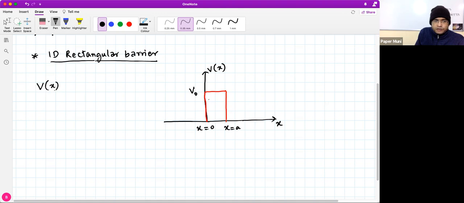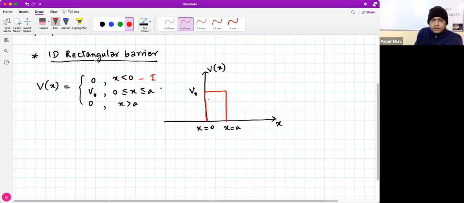How do you define this? V(x) is equal to 0, V naught, 0. Now this 0 is in the region on this side, which is x less than 0, and within this width, between 0 and a, it is V naught, and this one is for x greater than a, where it is 0. So there are three regions. Okay, so this is region 1, this is region 2, and this is region 3.